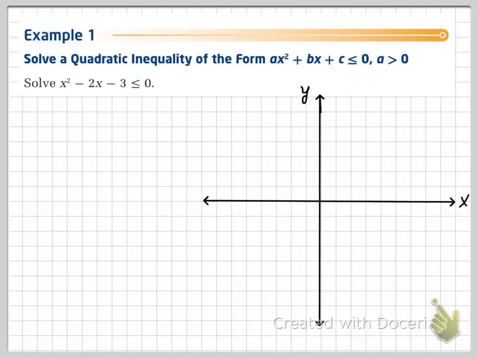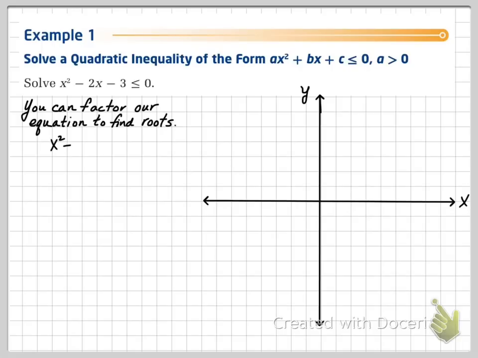So let's look at example 1. Solve a quadratic inequality of the form ax squared plus bx plus c is less than or equal to 0, where a is going to be positive. So if we solve x squared minus 2x minus 3 is less than or equal to 0, simply factor our equation to find our roots. That'll factor into x minus 3 times x plus 1 is less than or equal to 0.